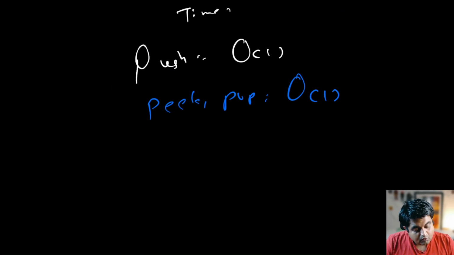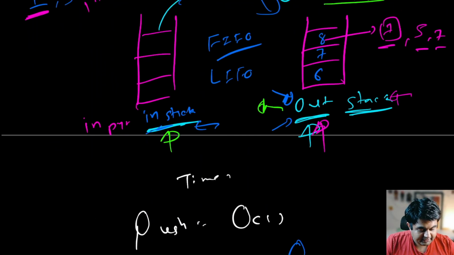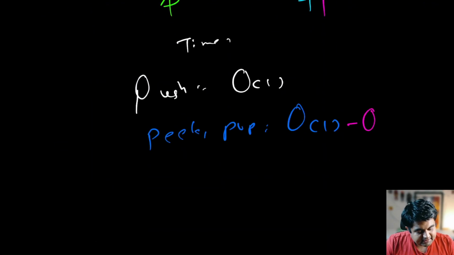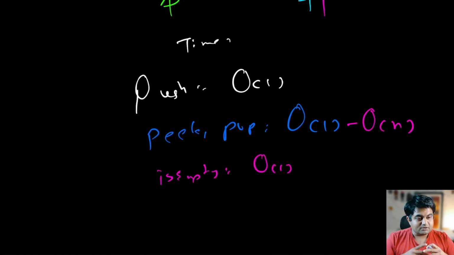But the thing is, occasionally we will have to basically do the operation of dumping all of this data over here, and in the worst case this can become big O of n. So there is just no way of getting around it, because that's what we are using. And for is empty, it's also going to be big O of 1, because it's not going to take a lot of time to check whether the given stack is empty or not.